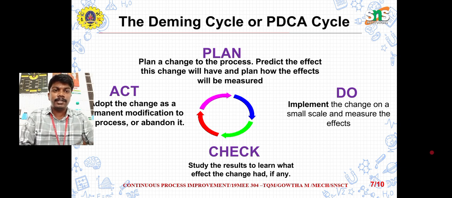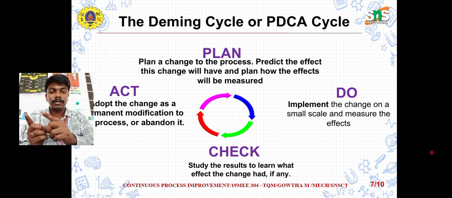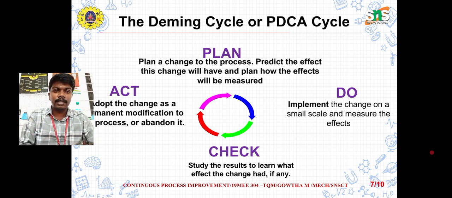Next one is the PDCA cycle. Same here, from plan to act. Previously it was mentioned as study, here it is mentioned as check. So that's the only difference between PDCA and PDSA. Here the check was mentioned as study, to study the result and learn what effect the change had, which is the one major change from PDSA to PDCA.